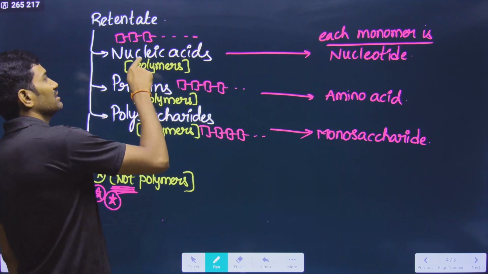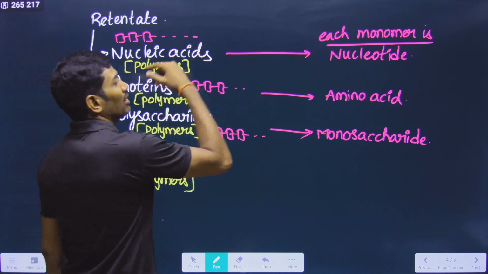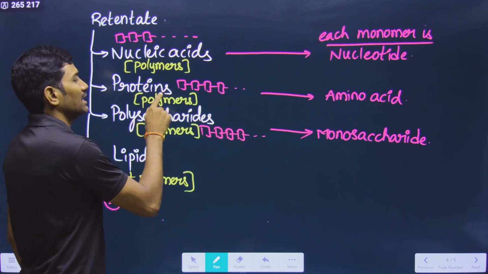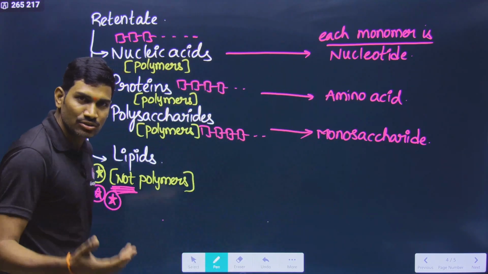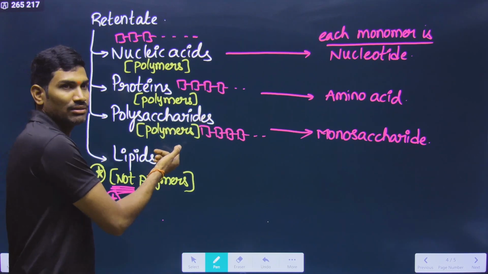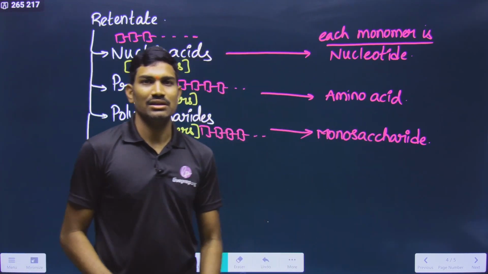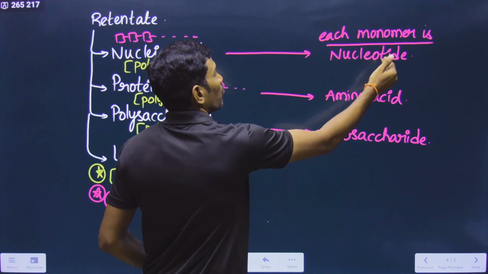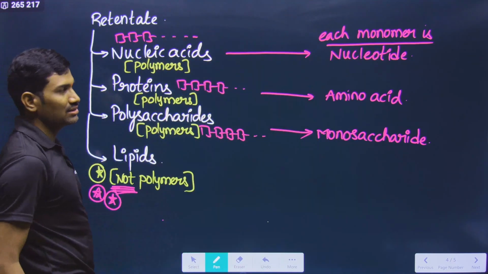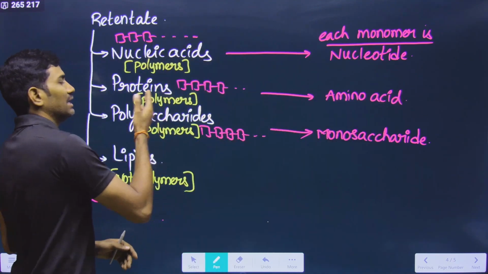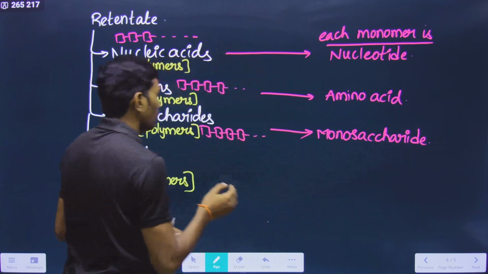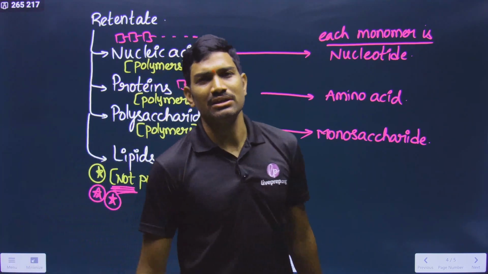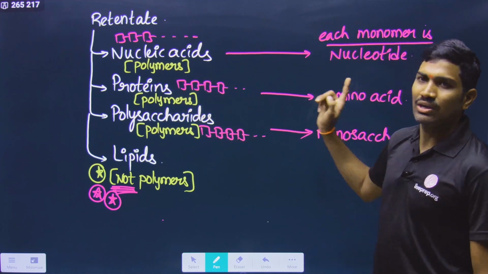Next point, another thing you can say, nucleic acids are polymers of nucleotides, means many units of nucleotides will attach. Proteins are polymers of amino acids, you can say. Polysaccharides are polymers of monosaccharides, you can say. In this way, you can say. Reverse, if you are saying nucleotides polymerize and form nucleic acids, amino acids polymerize and form proteins, monosaccharides polymerize and form polysaccharides. Same information in any way you can say it, no problem. But this is what the overall concept is.